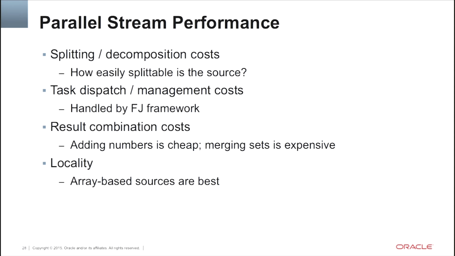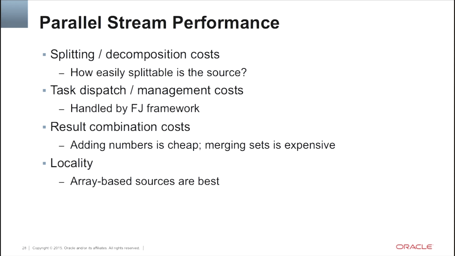Dispatch and task management costs, that's pretty much handled by fork joins, so you don't have to worry about that too much. Combination costs, you should be able to look at your code and say, is my combination step cheap or expensive? Am I adding up numbers? Am I taking the max of two numbers? Or am I merging two hash sets? And similarly, we have to reason about locality. Array-based sources parallelize better than anything else. Big surprise, because arrays get great locality.